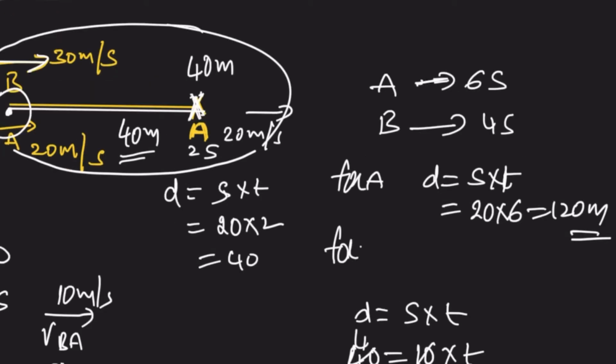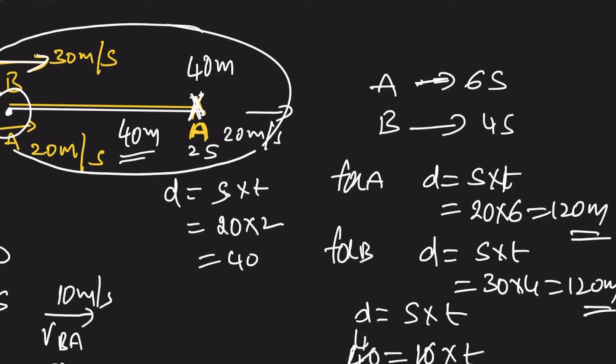For B, the total journey time is 4 seconds. Distance is equal to speed into time. The speed is 30, into 4. So we get the same answer, that is 120 meters. At a distance of 120 meters, A and B meet together.